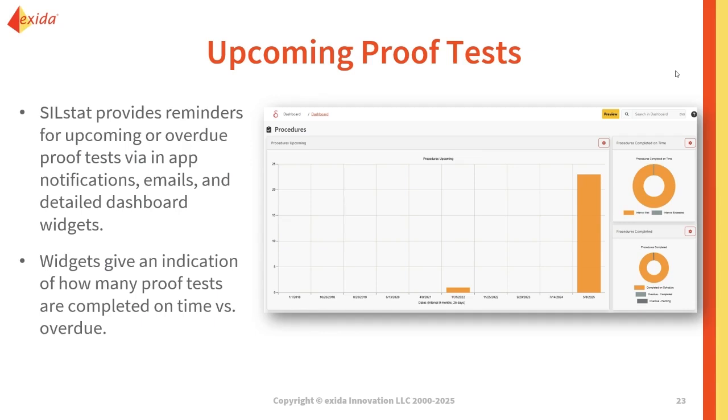Here you can see a screenshot of our dashboard that is showing us that we have some proof tests up and coming over the next few months, and also an indication of how many of our tests are completed on time, how often the interval is exceeded, and if the proof tests are completed, overdue, or pending. These widgets are going to give an at-a-glance indication of how you're performing your proof test, whether you're often on time or overdue.